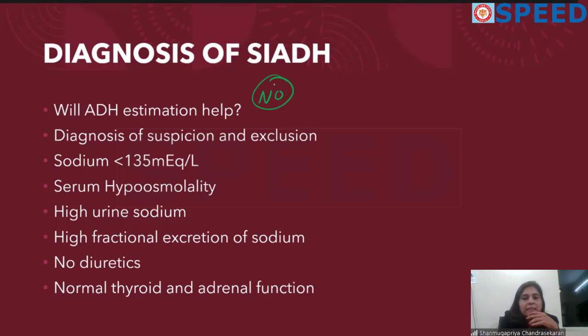When will I suspect SIADH? When there is hyponatremia accompanied by hypoosmolality, with euvolemia, high urine sodium and high fractional excretion of sodium. After I exclude other causes of high urine sodium like diuretic usage, hypothyroidism and low function of the adrenal gland, we'll say it's SIADH.